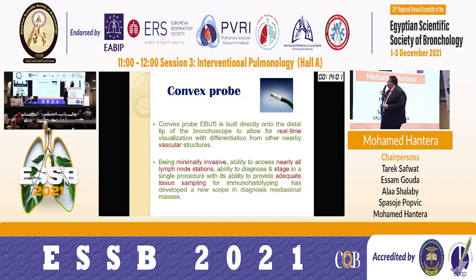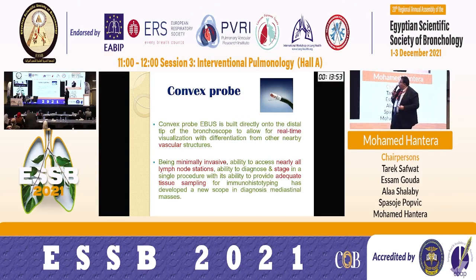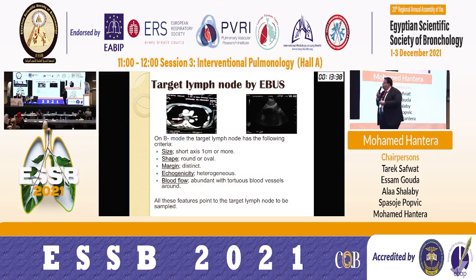Convex probe EBUS is built directly into the distal tip of the bronchoscope, allowing real-time imaging of all the lymph nodes. So easily I can reach all the lymph nodes, take biopsy, make staging, and moreover I can do tissue immunohistotyping for the targeted therapy. These are the characteristics of the targeted lymph node, which must be short axis, round or oval, distended, heterogeneous, and the blood flow must be abundant for the lymph node to be biopsied by EBUS.